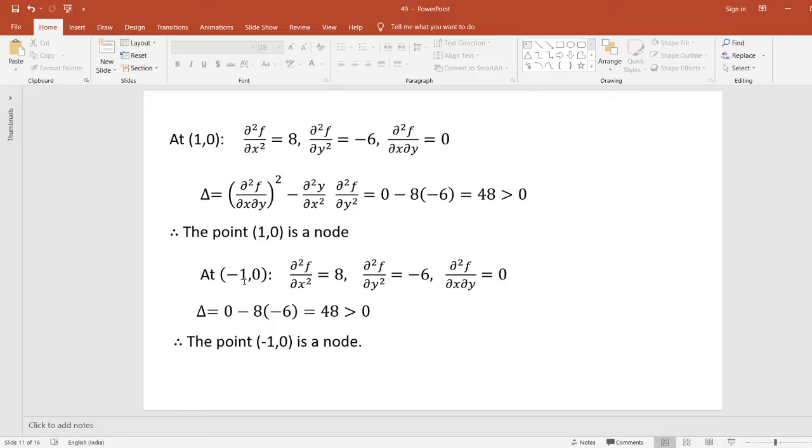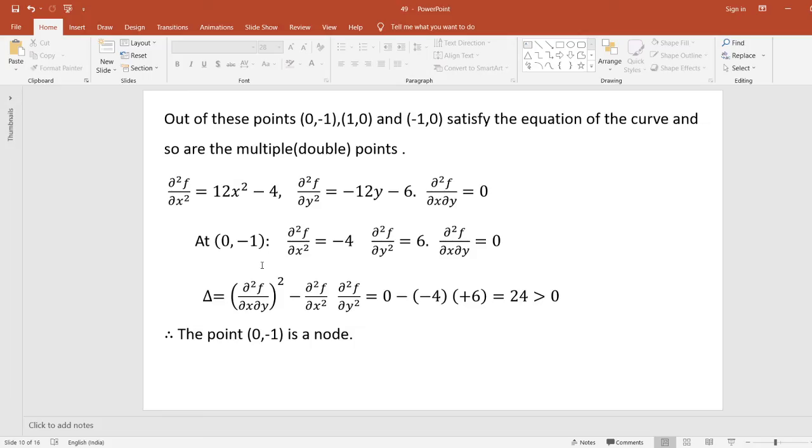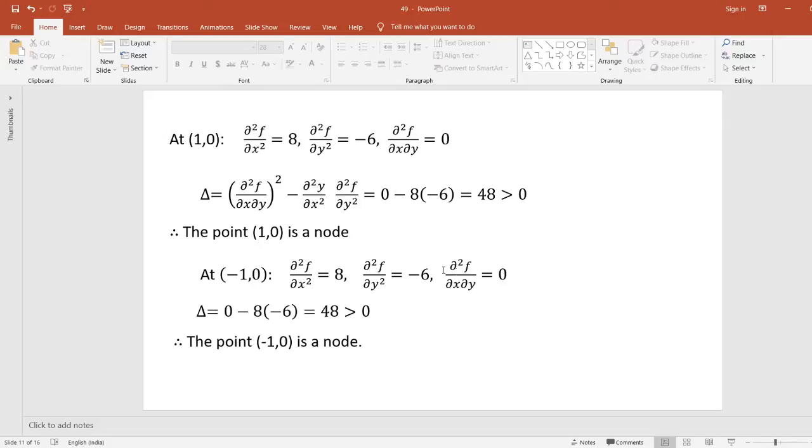Next, at the point (−1, 0), what we have? ∂²f/∂x² is again 12 − 4, that is 8. Here, 0 − 6, since my y value is 0, is −6. And this value is 0. The same values are coming for this point also. Therefore, this is a positive one, so this point is also a node.